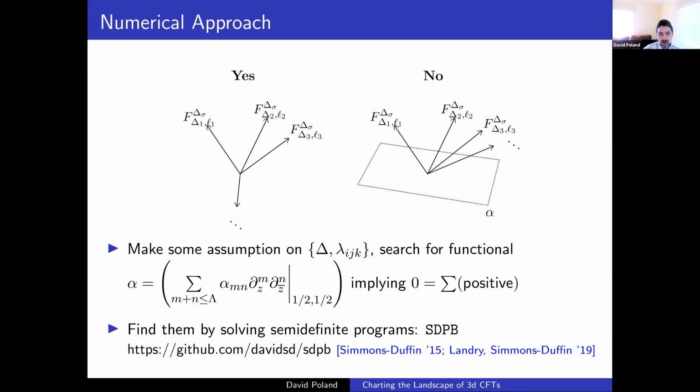And so in the modern numerical Bootstrap, we phrase these in terms of optimization problems called semi-definite programs, which are basically problems where you optimize some quantity subject to constraints which involve positive semi-definite matrices. There's an efficient software tool for solving these semi-definite programs called SDPB, which was written by one of my collaborators, David Simmons-Duffin, and is freely available.